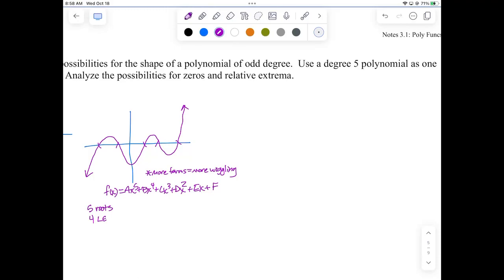Now let's look at one that has fewer. What if it comes in the bottom? There's one x-intercept, two x-intercepts, three x-intercepts, but then it does something like this. It turns like it's going to turn around and go back down, but instead it goes back up. This, believe it or not, is also a fifth degree polynomial. How many x-intercepts do you see? 3 roots. And how many local extrema?